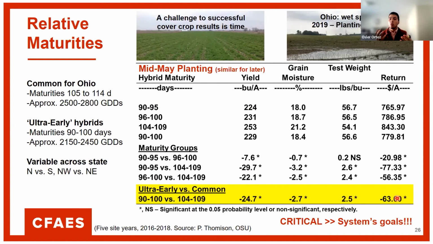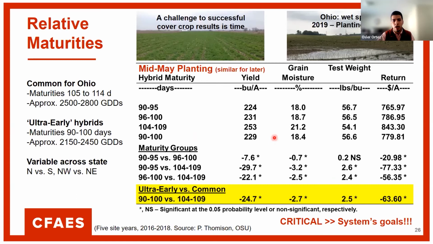However, depending on why we are doing this, there might be some additional dynamics. For example, some savings on grain drying, some savings if we are grazing cover crop. So that $63 loss might be compensated under the specific condition that the farm might be targeting. That's why I am highlighting here that it's critical to understand first what the goals of that farming system are. And based on that, things can build up from there. This is a summary from 5 site years. This is work from 2016 through 2018, so multiple years and a couple of locations here in Ohio.